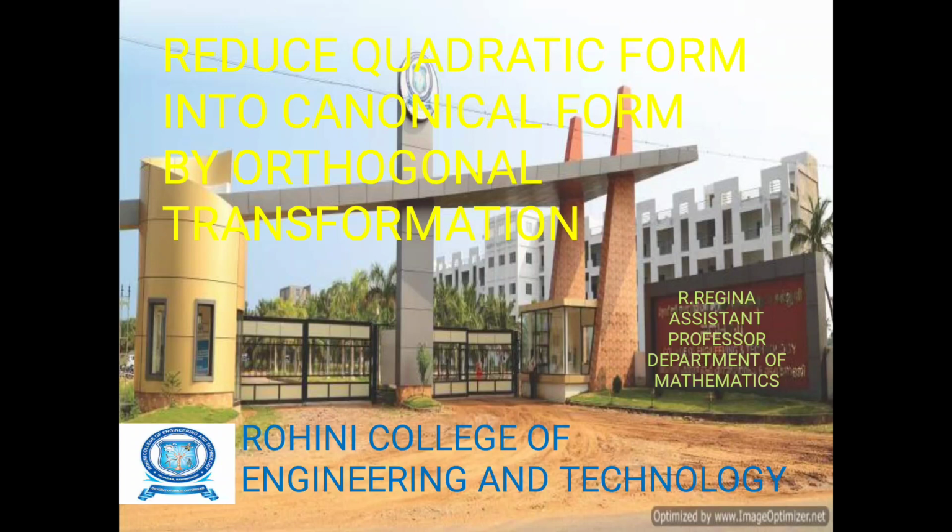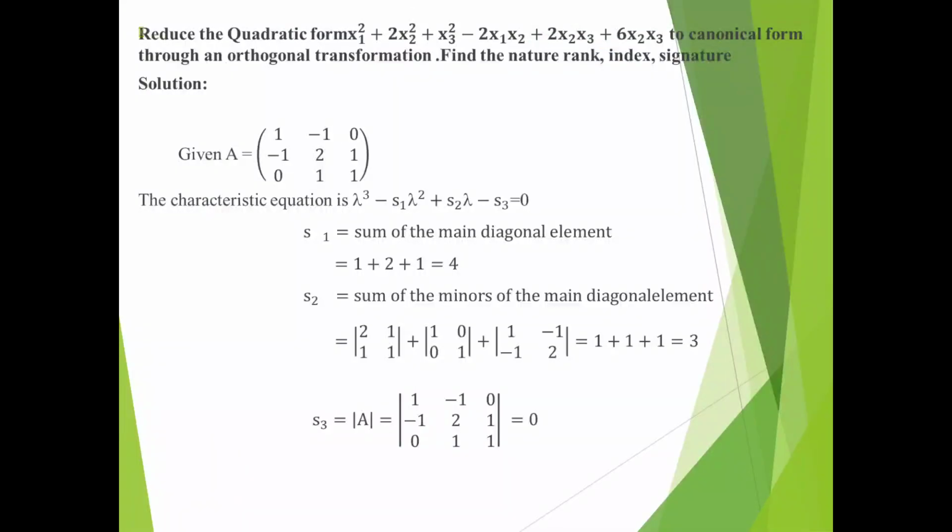Today I'm going to explain the reduction of quadratic form into canonical form by orthogonal transformation. So first we can see one problem. Reduce the quadratic form x1 square plus 2x2 square plus x3 square minus 2x1 x2 plus 2x2 x3 plus 6x2 x3 to canonical form through an orthogonal transformation. Find the nature, rank, index, signature.